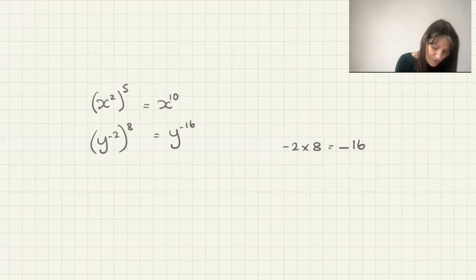Okay, here's another one for you. I'm going to give you 2y to the 4 and raise it to the 3. Press pause and have a go with that.